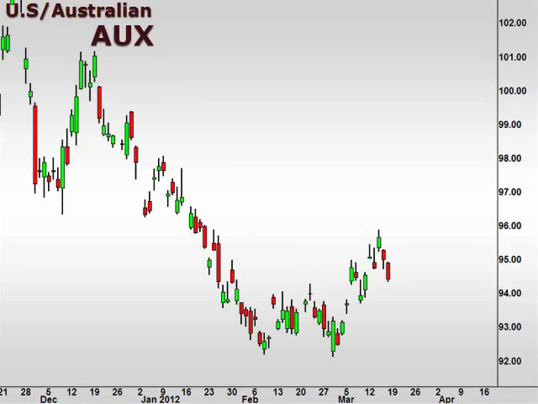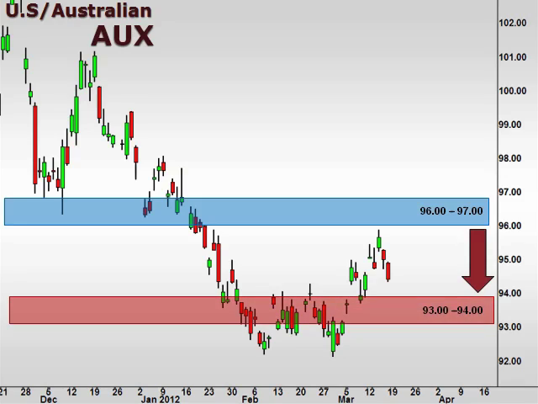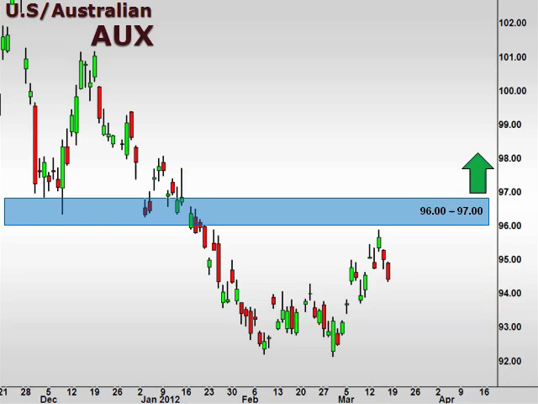Let's take a look at the AUX, the US versus the Australian dollar. Well, the AUX traded just shy of the 96.97 resistance level before reversing lower. A follow-through is likely to test support down at 94. An immediate reversal higher and subsequent break of 96 is likely to confirm a continuation to the upside.